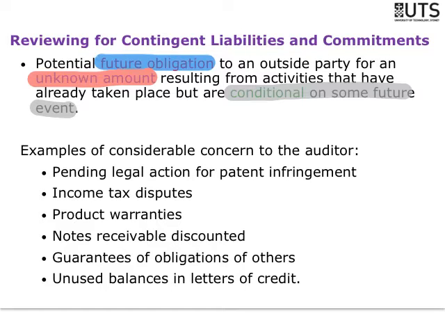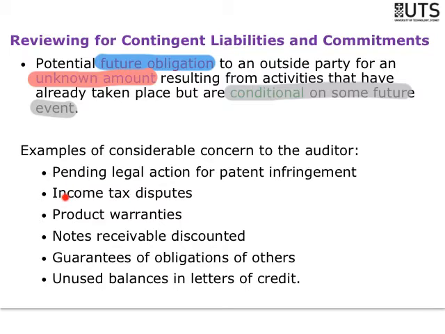So an example of this might be a legal action for infringing a patent. Okay, so for instance, Samsung decide they want to create the Samsung Galaxy. Looks very, very similar to the iPhone. Apple decide they want to sue Samsung. Okay, so the outcome of the litigation might not have been settled before the year end. So it's an unknown amount, and it's conditional on the judgment as to whether or not Samsung infringed patents belonging to Apple. Okay, so that's legal action.